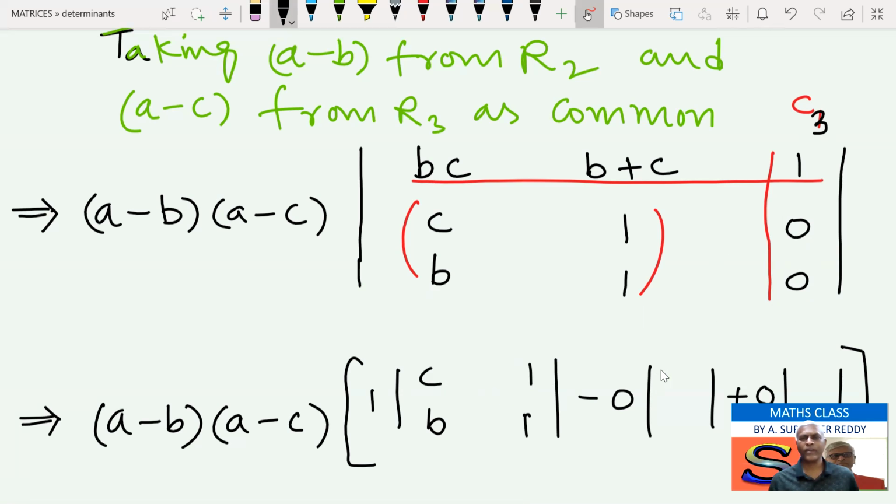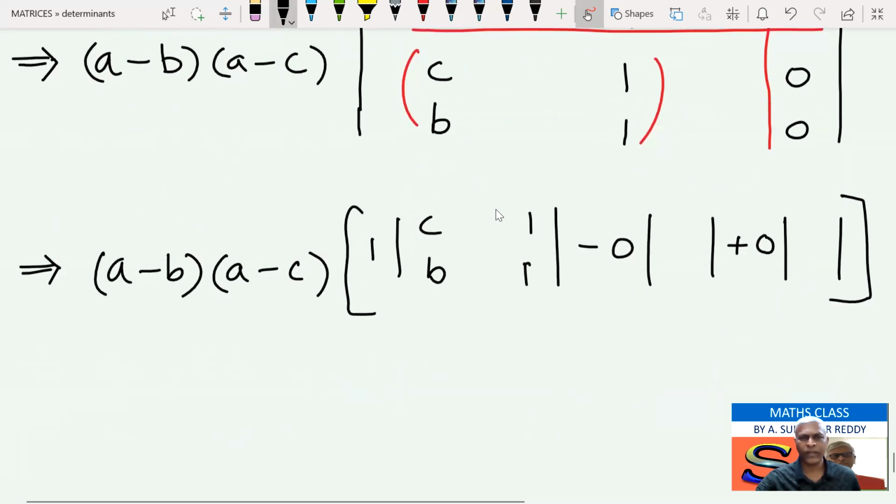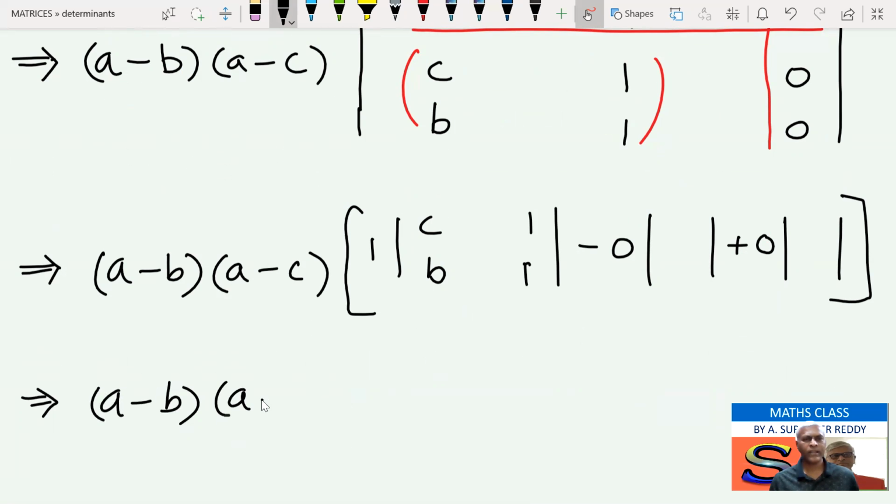The determinant is only 1 into this 2 by 2 determinant. So further simplifying, this is A minus B and A minus C.